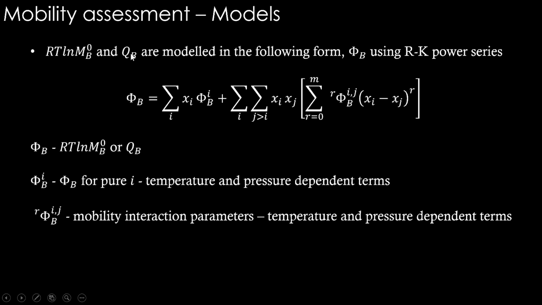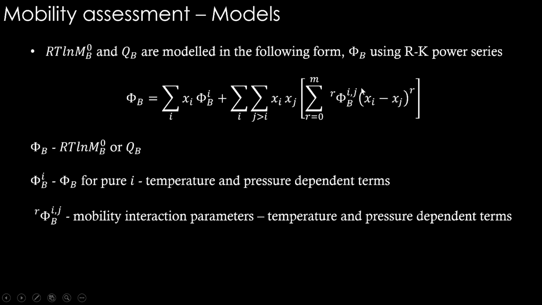Okay. So these two terms, which look like Gibbs energy, are modeled in the following form. Phi b means both of them. Here phi b is RTL and MB or QB. So both of them are modeled in this manner using the Redlich-Kister power series. You can see Redlich-Kister parameters can be used.